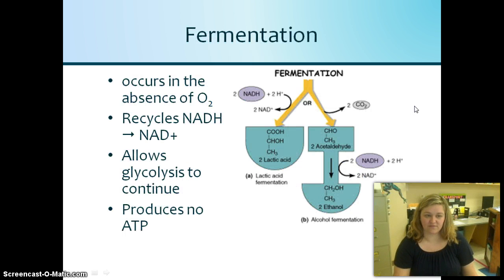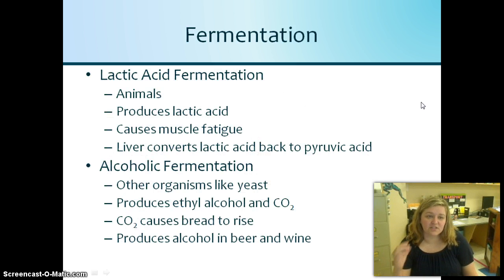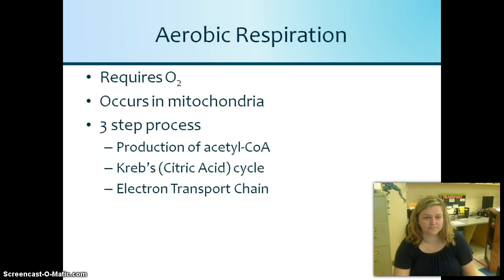Let's talk about fermentation first. This occurs when there's no oxygen present. It allows the glycolysis to continue, and it doesn't produce any additional ATP. So we only get those 2 ATP that came out of glycolysis when we go through fermentation. And there are 2 types. There's lactic acid, which happens in animals. This is what causes your muscles to feel really sore after you've been working out. And then we have alcoholic, which produces alcohol and CO2. It's what makes your bread rise, and it's what makes your bread smell really good whenever you get home and your mom or your grandma or your aunt or whoever has been baking bread.